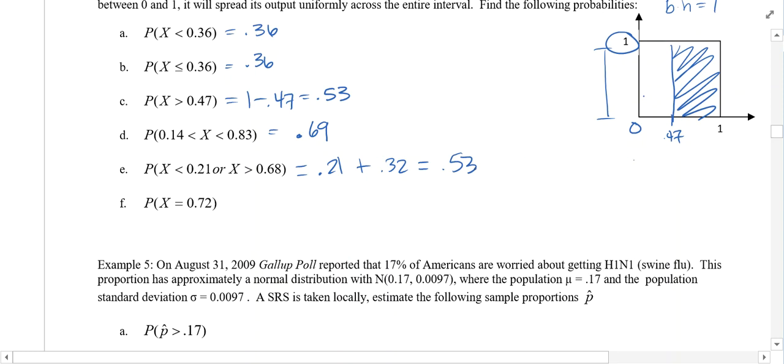And then the probability x equals 1 value. So what is that? If I just graph this on here, if I just want 0.72, it just equals 0.72. Is there any area to that? No, there's no area, so this is 0.